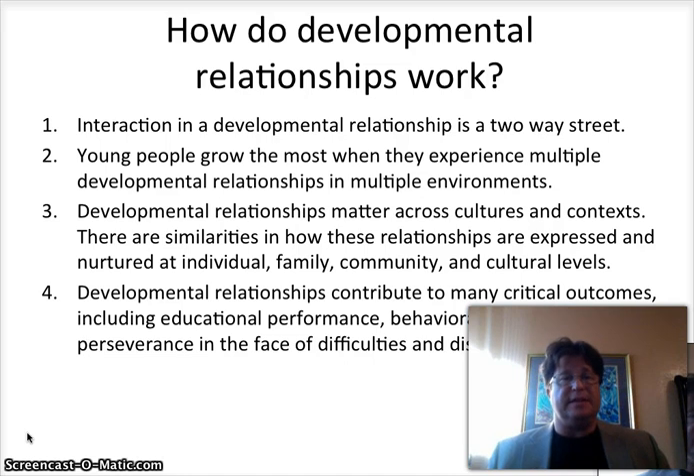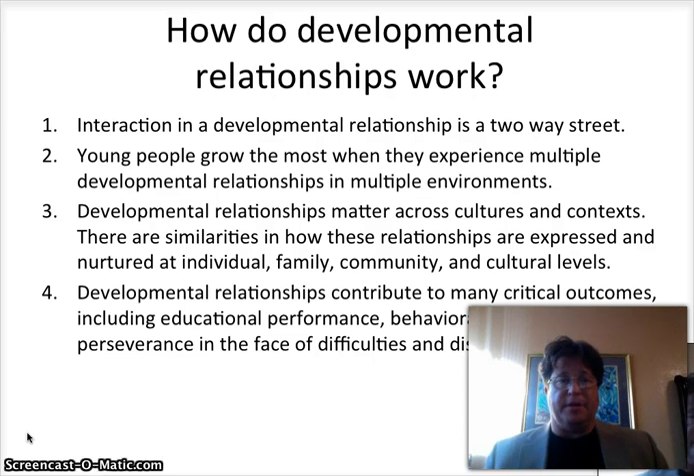The second is where young people grow the most when they experience multiple developmental relationships in multiple environments. So this can be in community partnerships, this can be in the classroom, this can be in some sort of job, but students are going to gain the most out of these developmental relationships the more they have.